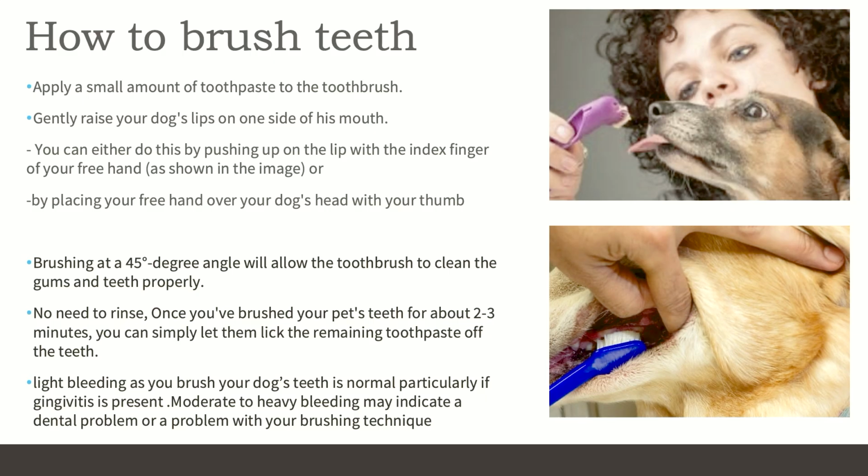And as we said, how to brush the teeth: apply a small amount of toothpaste to the brush, and gently raise the lip on one side of the mouth when you're using the toothbrush. You can either do this by pushing up on the lip with the index finger of the free hand, as shown in this image over here, or by placing your free hand over the dog's head and then with your thumb. Brushing at a 45-degree angle will allow the toothbrush to clean the gums and teeth properly.